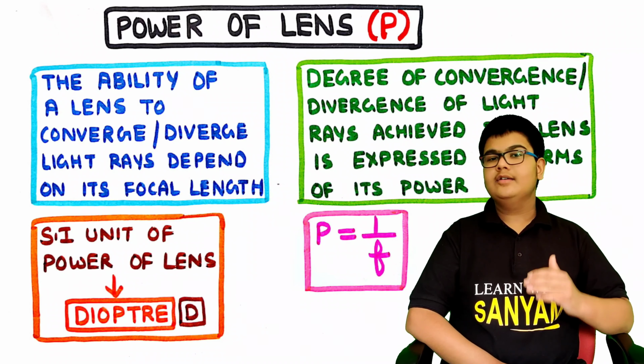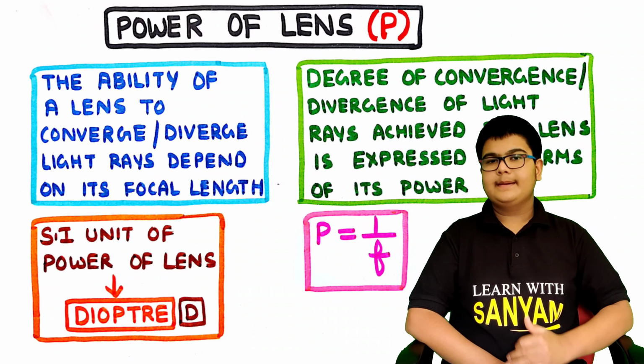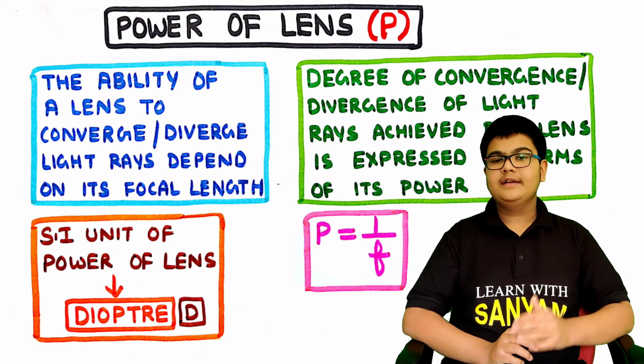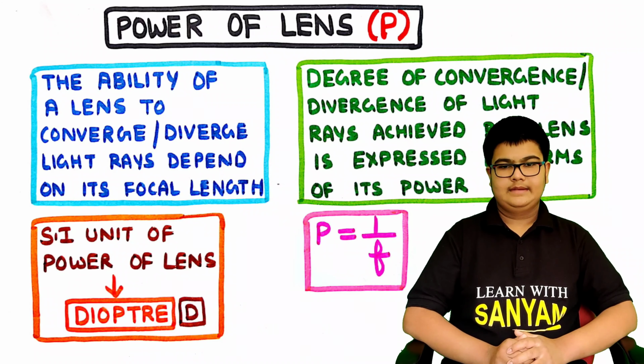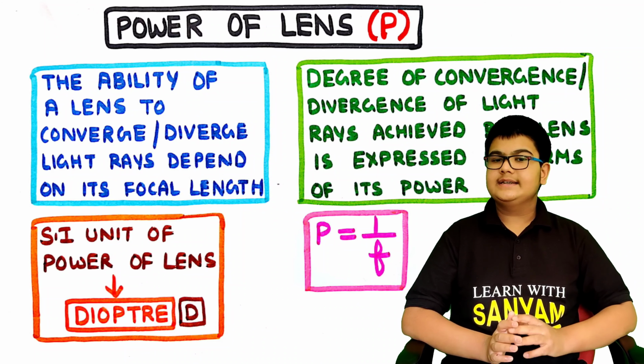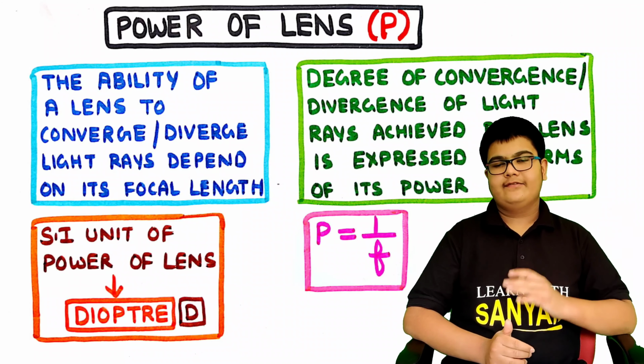Now let's discuss the third and last formula related to lenses, that is power of lens, denoted by capital P. The ability of a lens to converge or diverge the light rays depends upon its focal length. The degree of convergence or divergence of light rays achieved by a lens is known as power of lens. SI unit of power of lens is diopter and its symbol is D. And the relation between power of lens and focal length is that power is equal to the reciprocal of the focal length. That is, P is equal to 1 upon f.